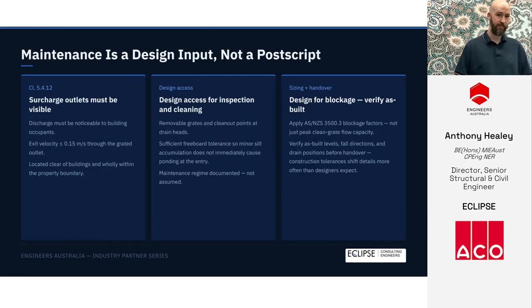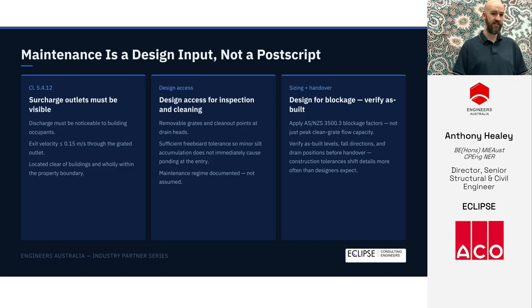The final design principle, and the one that is most often deferred until after handover, is maintenance. NCC 2025 signals this directly. Surcharge outlets must be visible and noticeable to building occupants under clause 5.4.12. Exit velocity through a graded surcharge outlet must be 0.15 metres per second or less, and the outlet must be clear of buildings and wholly within the property boundary.